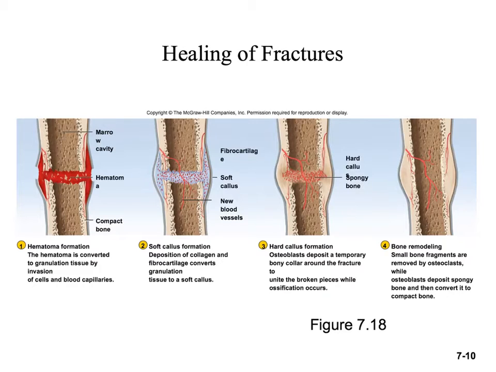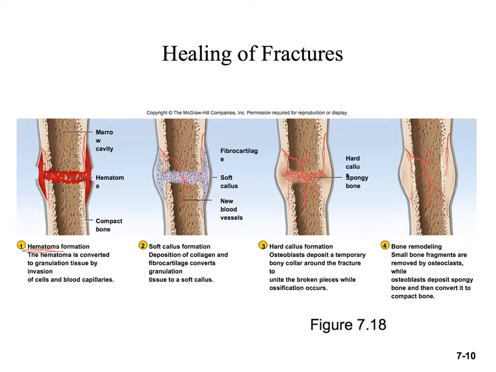All right, so how do these fractures heal themselves? Well, our bodies are very good at doing that, and there's a 4-step process involved. The very first thing that happens is a hematoma forms, and a hematoma is kind of like a blood clot. It's an invasion of blood because we want to have a lot of blood cells there. We need a lot for support. It brings in immune cells. It brings in nutrients to start supporting that tissue, which is now going to be rebuilding itself. It says here the hematoma is then converted to granulation tissue by invasion of cells and blood capillaries. So granulation tissue is kind of like the precursor to what's going to fix and replace that damaged bone.